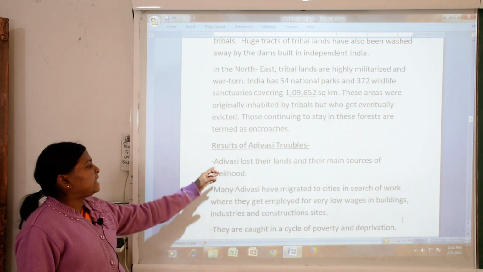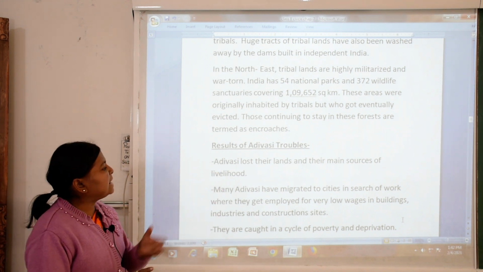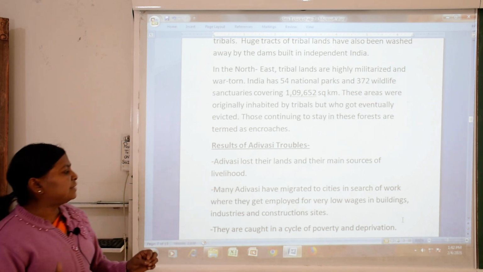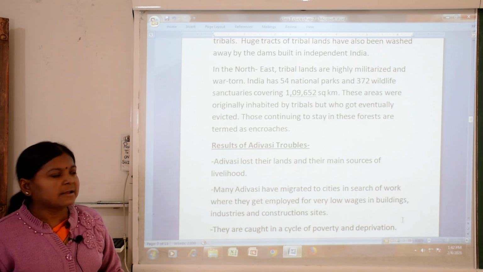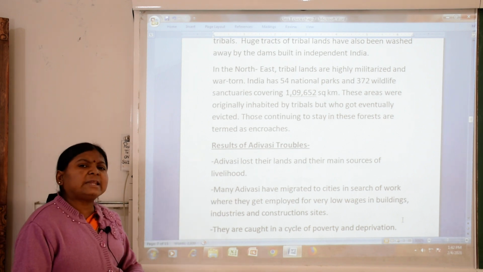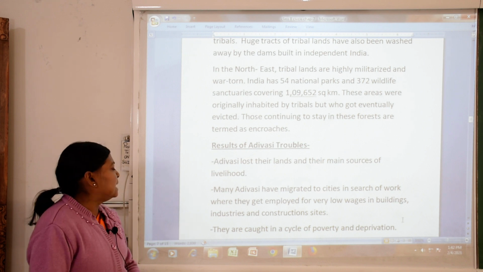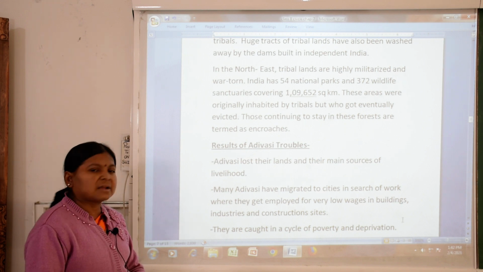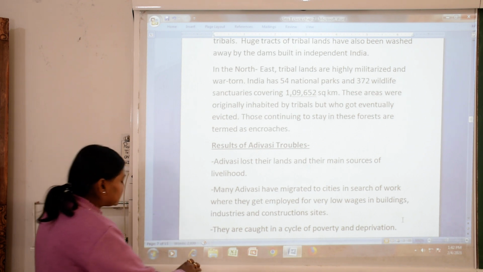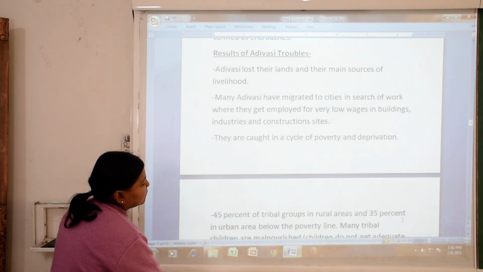See, they lost their own land. The main sources of livelihood will be finished. Second, many of these have migrated to the cities. Why? In search of work. There they get employed for very low wages, working in buildings, industries and construction sites. So their life will be changed. They are caught in a cycle of poverty and deprivation.